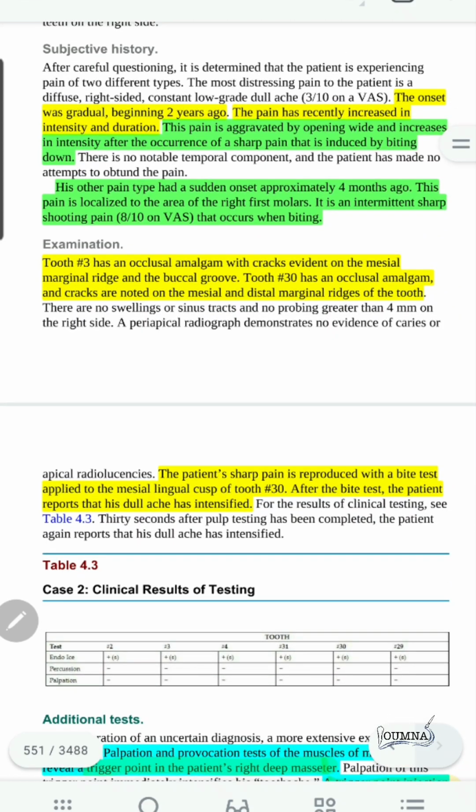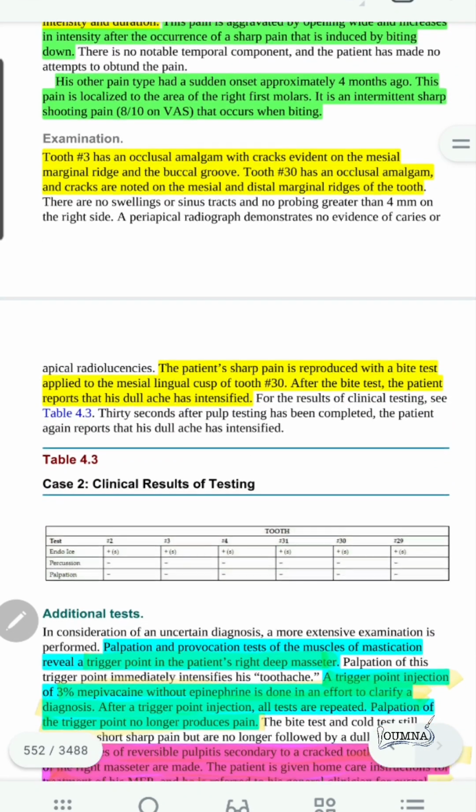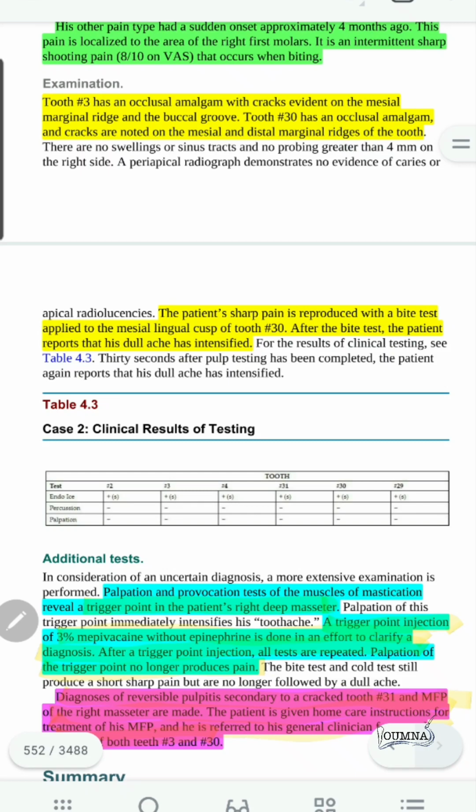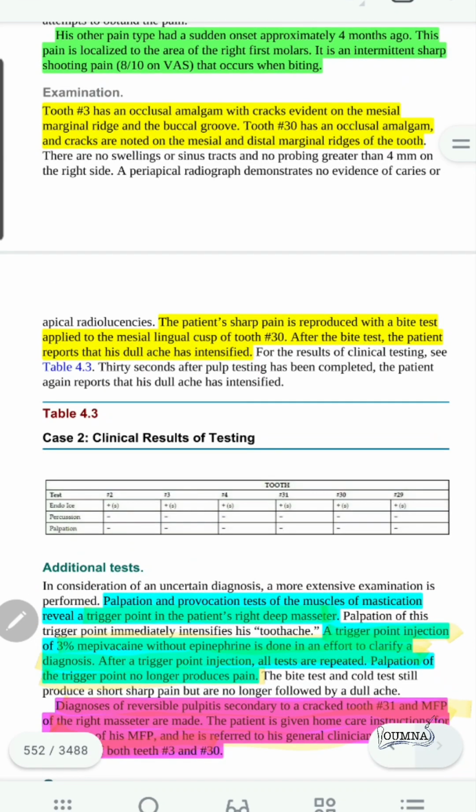We said that biting is an indication for two things. It can be for periodontitis or for a crack. So let's continue. He said that he has another type of pain that is localized to the area of the right first molars, and it produces a sharp pain when he is biting. When examining the tooth, it has an occlusal amalgam with cracks evident on the mesial marginal ridge and the buccal groove. So we are dealing with a crack, but what about the other pain?